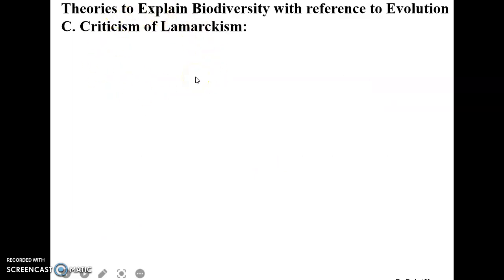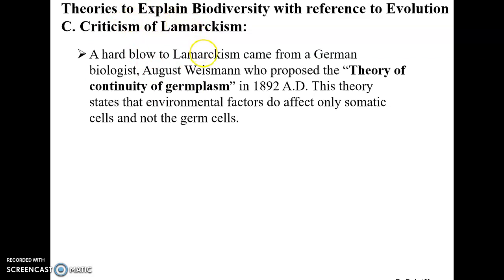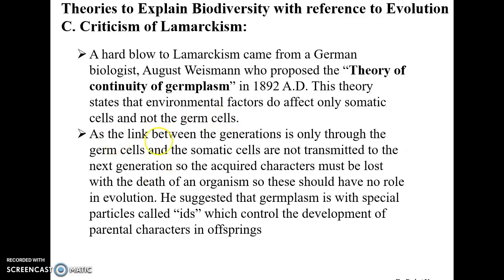Though there is some criticism of Lamarck's theory, a hard blow came from the German biologist August Weismann, who proposed the theory of continuity of germplasm in 1892. This theory states that environmental factors affect only somatic cells and not the germ cells. As the link between generations is only through germ cells, any change in the somatic cells will not be inherited. He suggested that germplasm came with special particles called IDs, which control the development of parental characteristics in offspring. So somatic cells are not responsible and are not inherited by the next generation.